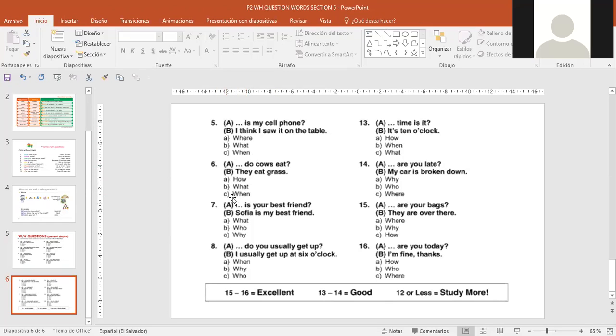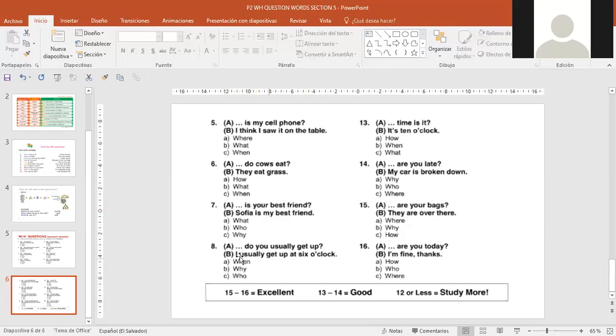Where? Number six. How, what, or when? What do cows eat? ¿Qué significa cow? Cow es vaca. ¿Qué comen las vacas? They eat grass. Okay, seven. What, who, or why? ¿Quién es tu mejor amigo? Sofía is my best friend. Okay, number 8.